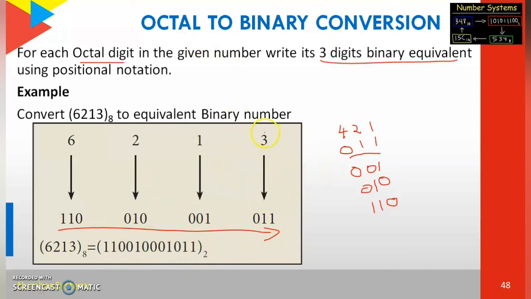How can we convert? For each octal digit, you write its 3 digit binary equivalent. Why are we writing a 3 digit number? How many digits are present in octal? Only 8 numbers, 0 to 7. For that reason only we use the 421 code. In this way we can convert an octal number into a binary number.